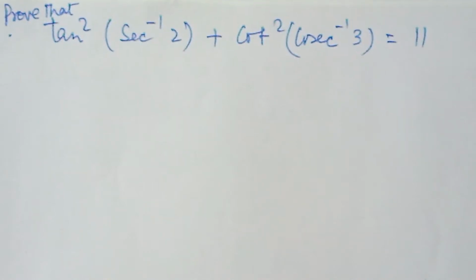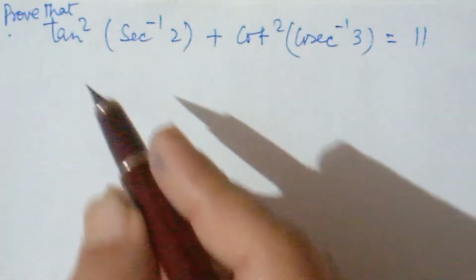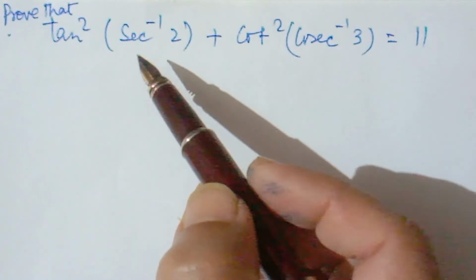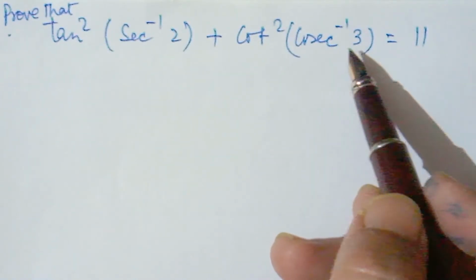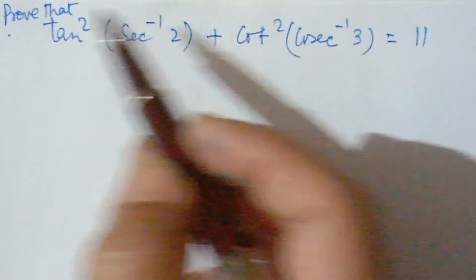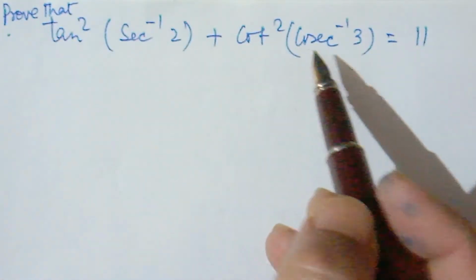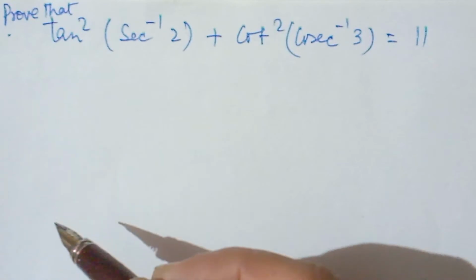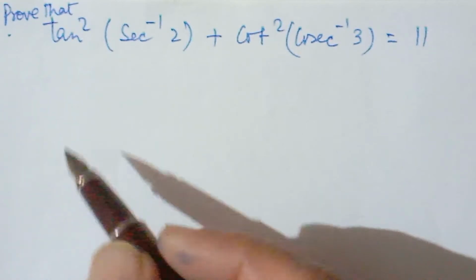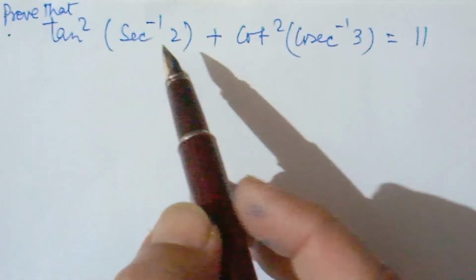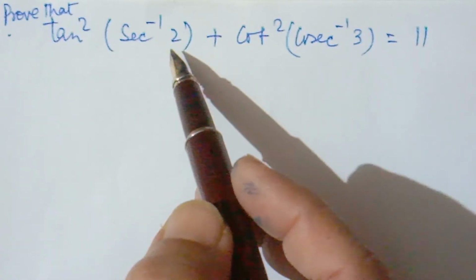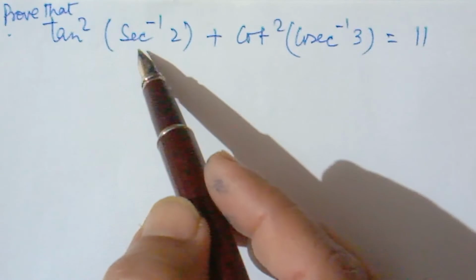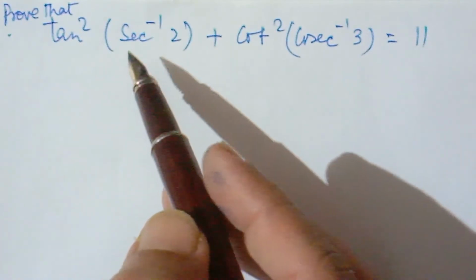So let us solve this first question. It's given like this: tan square sec inverse 2 plus cot square cosec inverse 3 equals 11. You have to prove that this expression is equal to 11. Here it is given tan square, and here it is given sec inverse 2. So if you can convert this tan square into sec, then we can simplify.